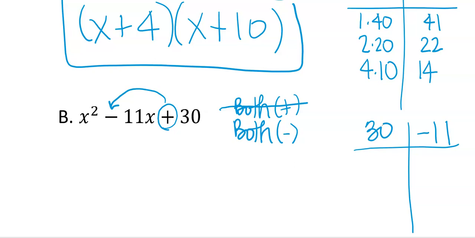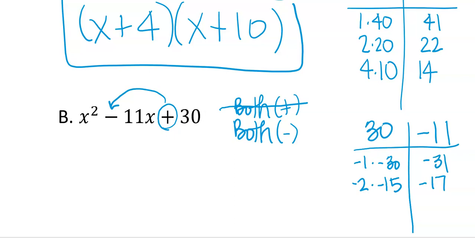1 and 30, if you do negative 1 times negative 30, that gives you a negative 31 in the middle. 2 and 15 gives you a negative 17 in the middle. Shouldn't the first one be negative 1 times negative 30? Oh, 30, I put 13. Thanks. I'm like, that should be going down instead of up. That would be negative 31. Sorry about that.